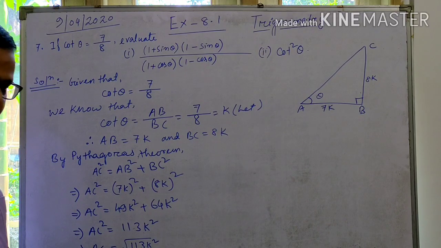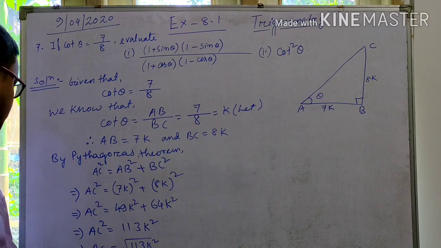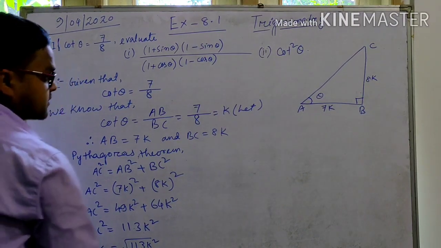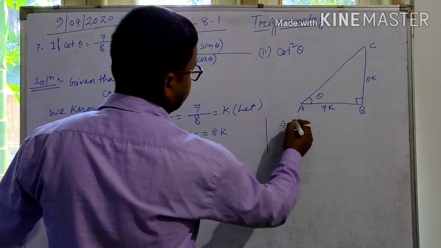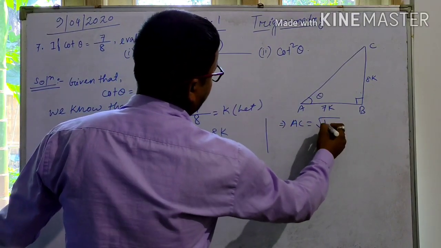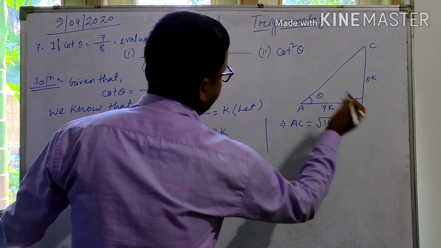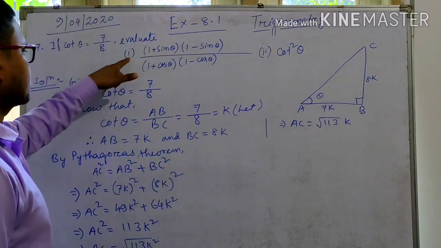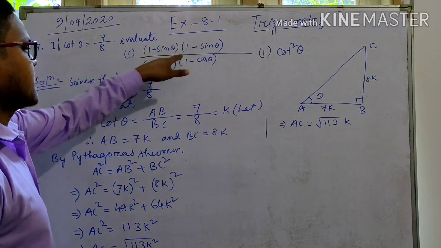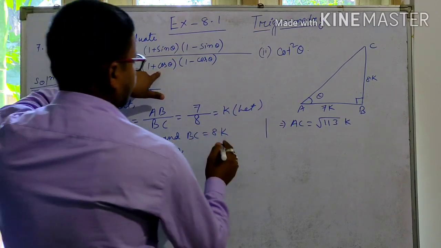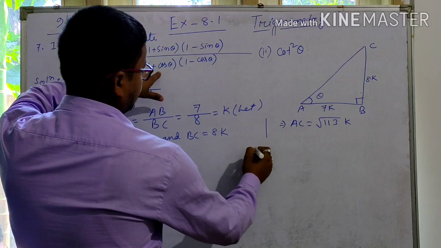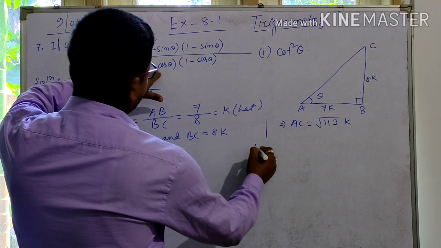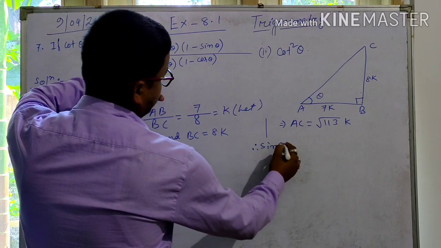So is it visible here? AC is equal to root over 113. I write this one here. Finally we will get AC equal to root over 113 into K. Now question 1 is given with sin theta and cos theta. So first we find the value of sin theta.